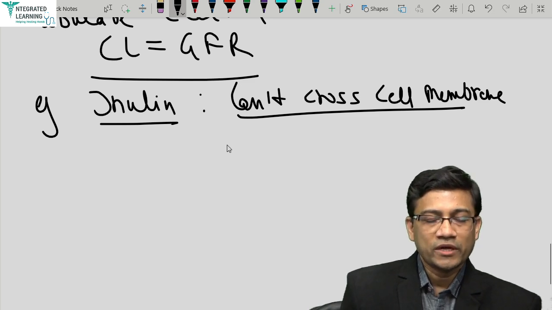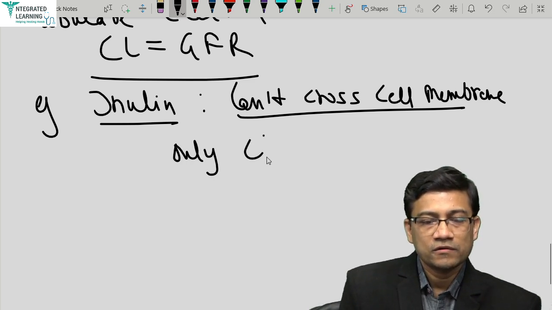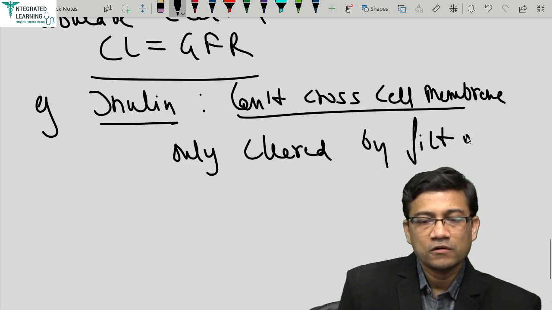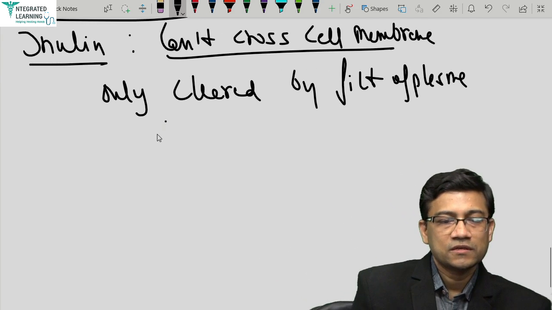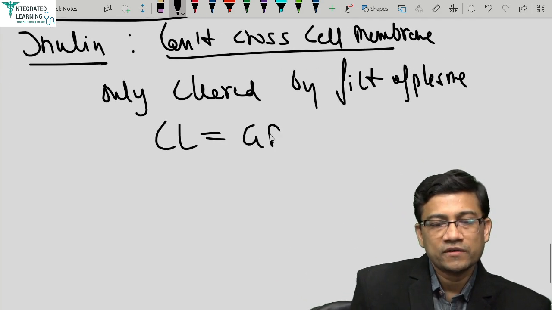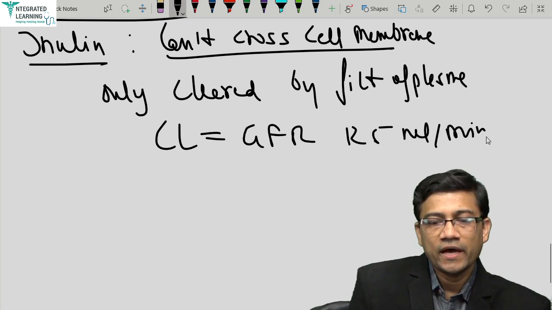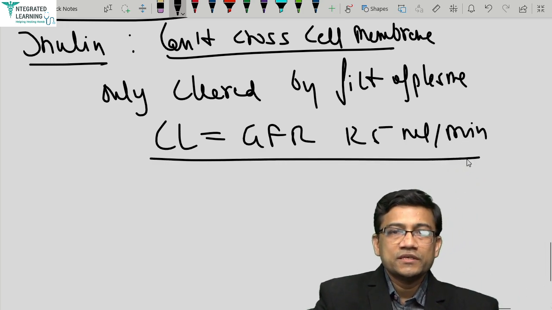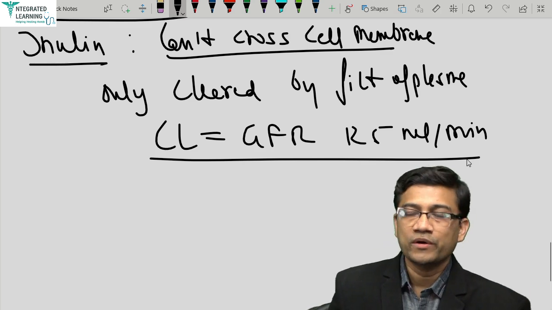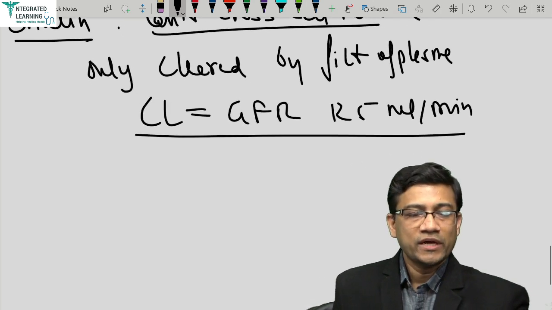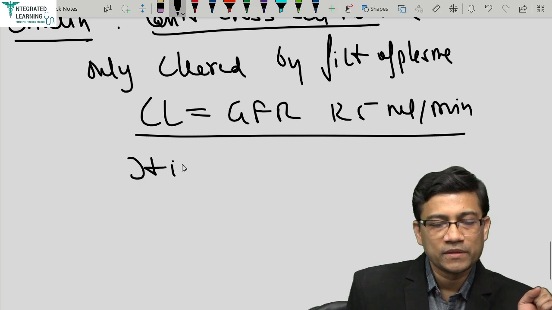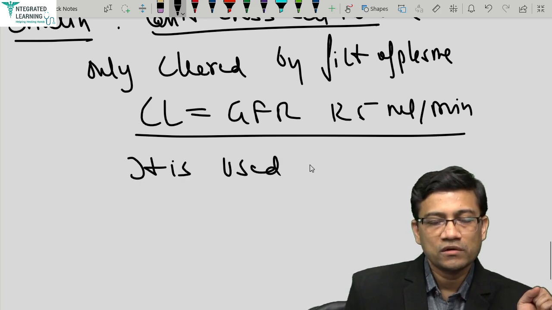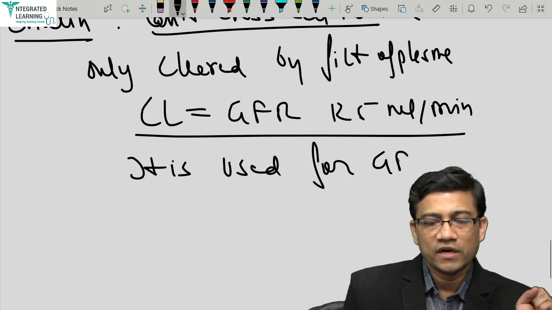So that means it is only cleared by filtration of plasma. Hence, clearance is equal to GFR, 125 ml per minute. So that is why it is used for what purpose? It is used for GFR estimation.